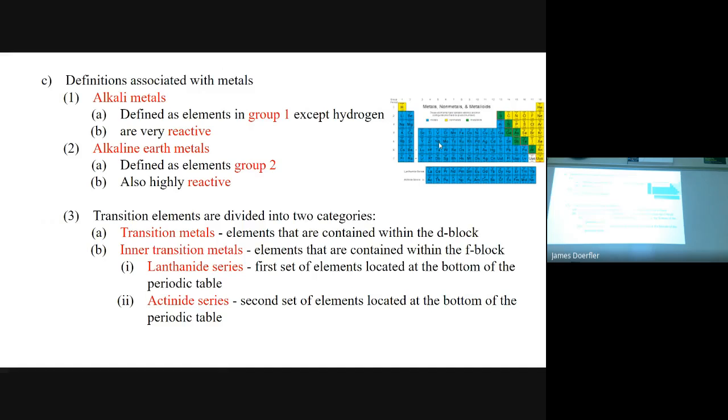The alkaline earth metals are also highly reactive, but not as reactive. Once you get into like calcium and strontium and barium, that's when you start getting into the little more reactive alkaline earth metals.